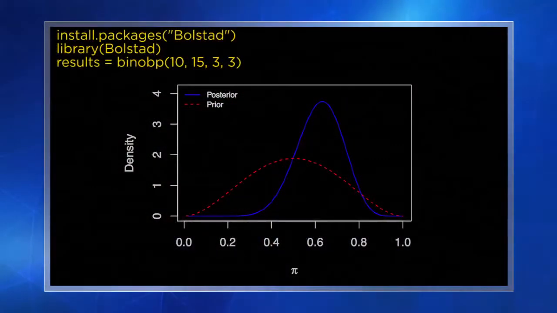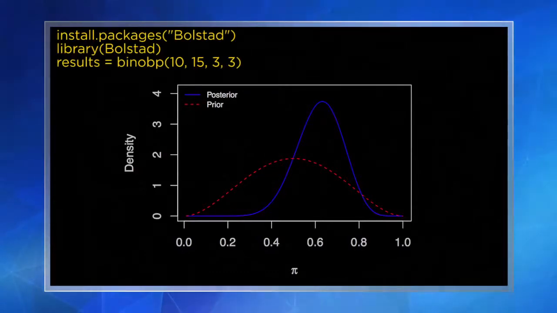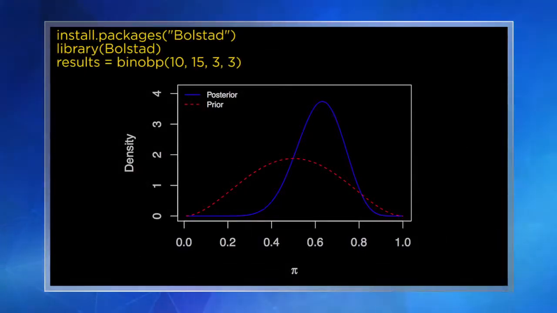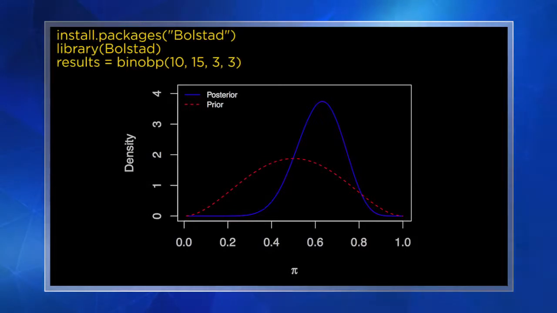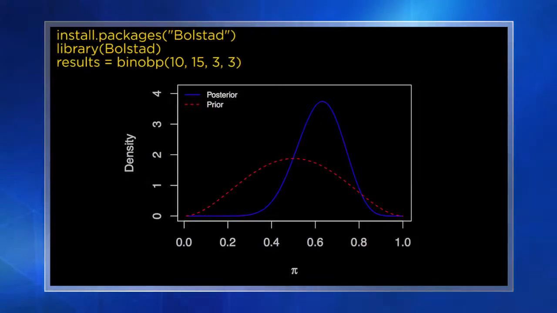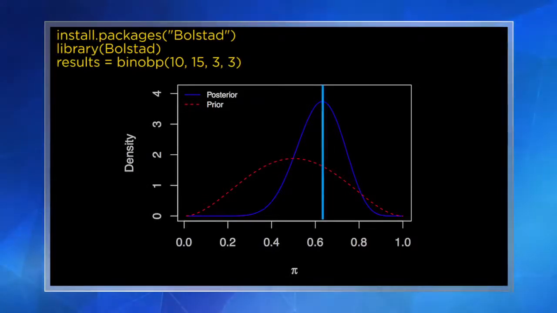Visually, here's what that looks like. Notice the red line in the background is a plot of our prior belief. And the posterior is the plot after we've updated our estimate based on that prior belief. So notice the mean of the blue distribution has shifted closer to 0.609.